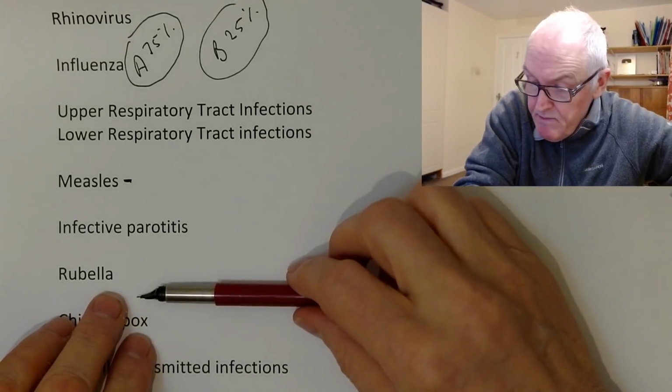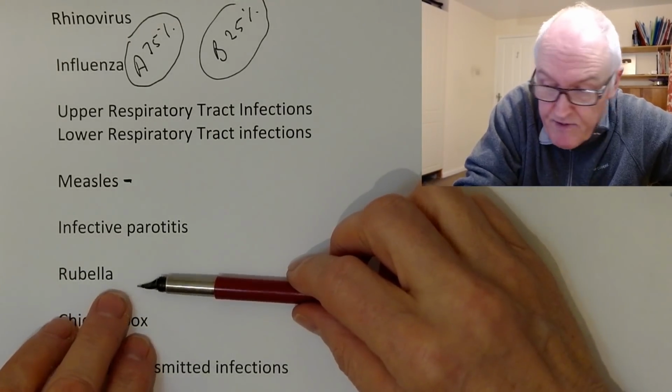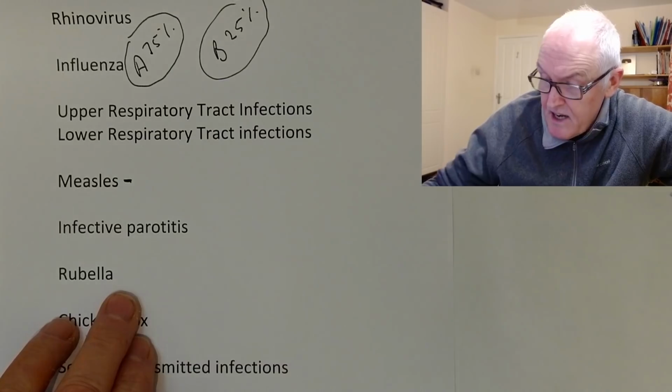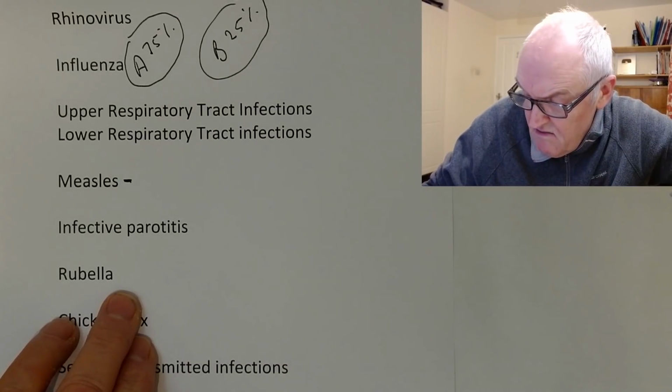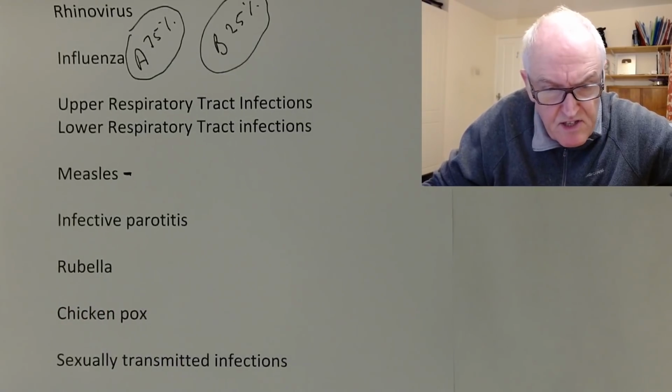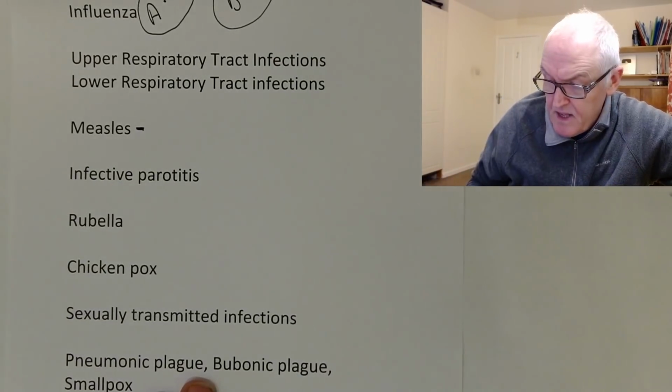Rubella is German measles. It's a viral infection, can cause a rash. And if mother catches it in pregnancy, it can cause cardiac problems, cerebral brain problems, eye problems, deafness. Not one to catch in pregnancy.